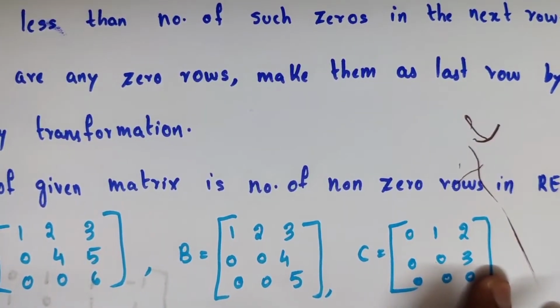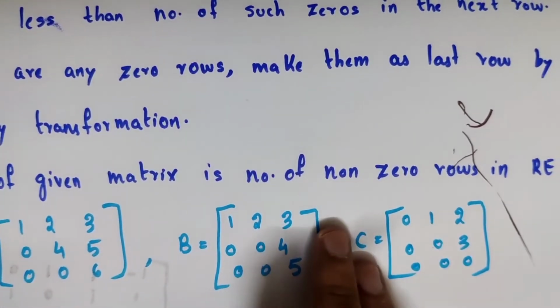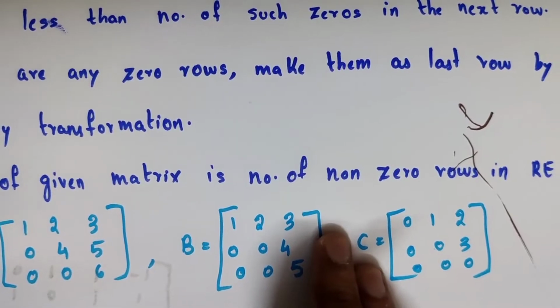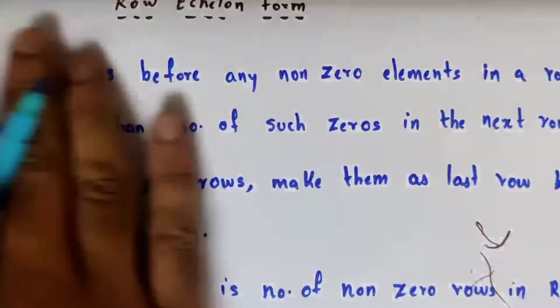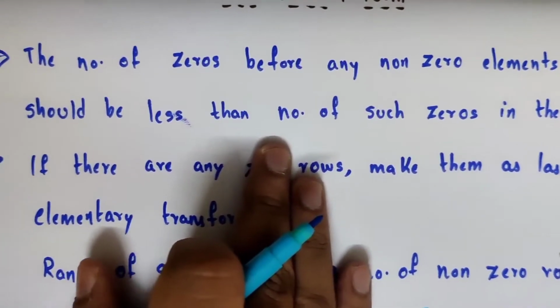Don't be confused by simply listening to the statements. No one will understand by listening to the statement. I'll explain with an example, then you will get complete clarity on what is meant by row echelon form. Then again you have to go through these statements, then you will get 100% clarity. That is my guarantee.